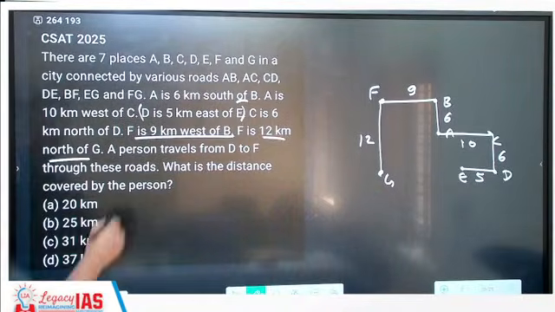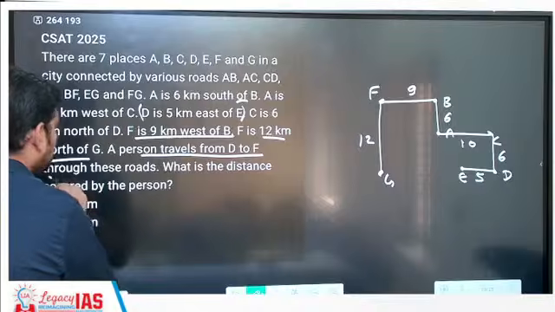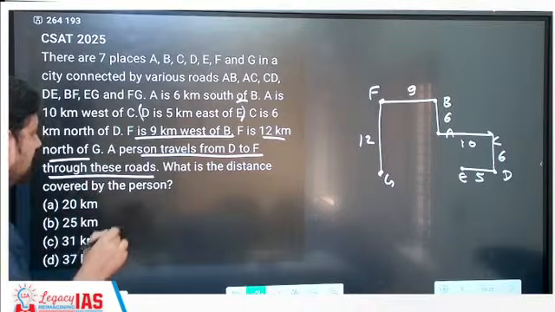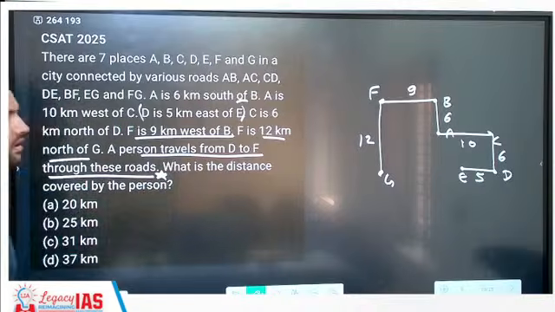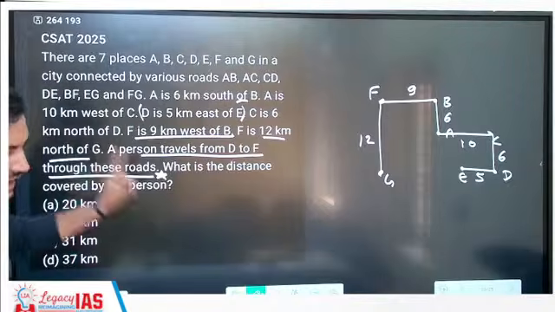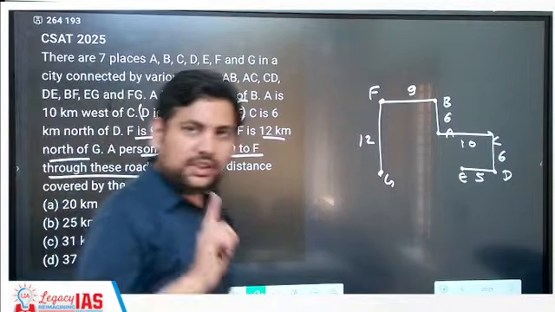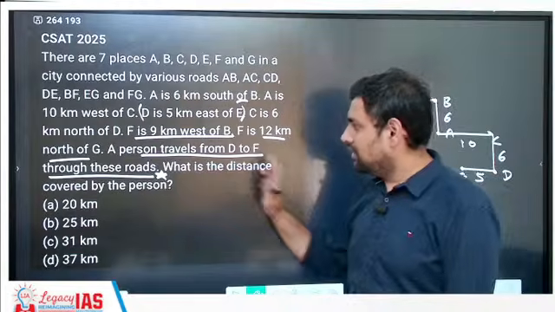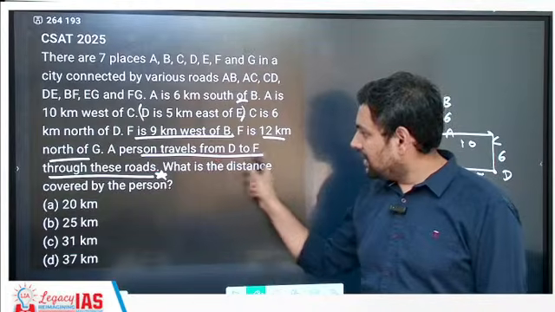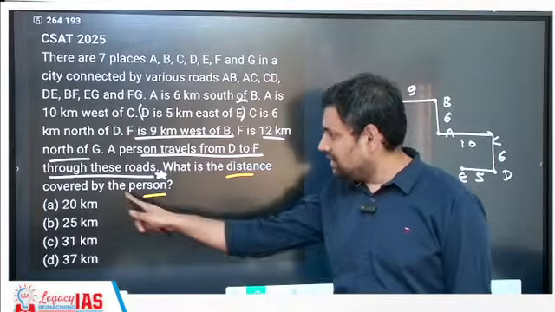So it says a person travels from D to F through these roads. Correct. This is what makes this question different. It says he travels through these roads. If it was asking about the distance, then nothing else matters. But he's saying that he is taking these roads. What is the distance covered by the person?